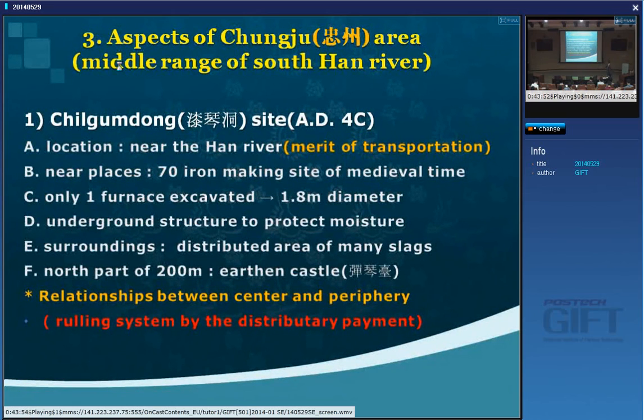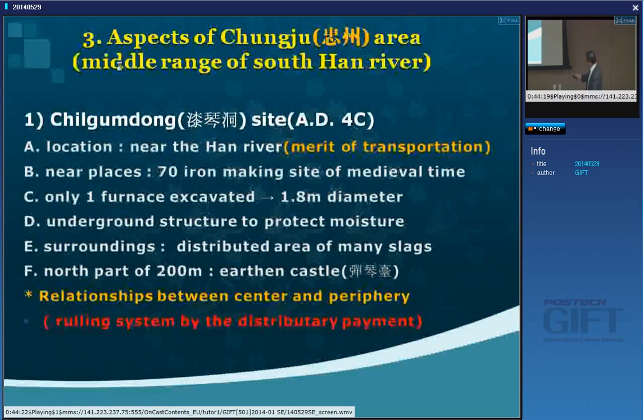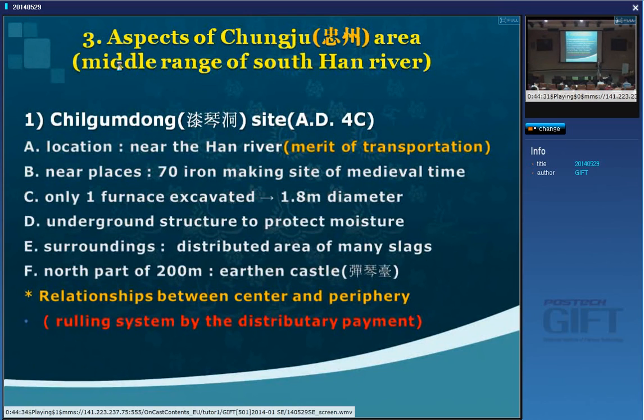But only one furnace was excavated as an ancient furnace, and this furnace is very big, 1.8 meters in diameter. A very big furnace as an ancient furnace, the biggest size. Happily, we can understand the underground structure. But many iron making sites and furnaces were totally destroyed, down to the underground part.